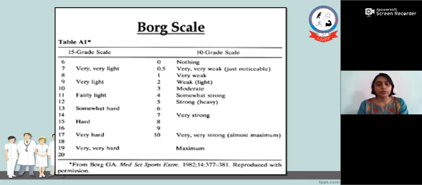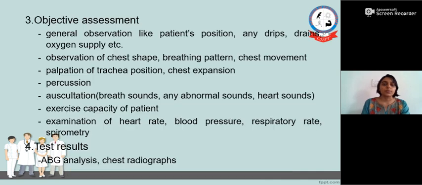Here is a Borg scale. The second one, on the right side, is the modified Borg scale. Usually patients should feel their ideal activities as fairly light to light. But if the score is quite high, that means the patient has a severe disease.